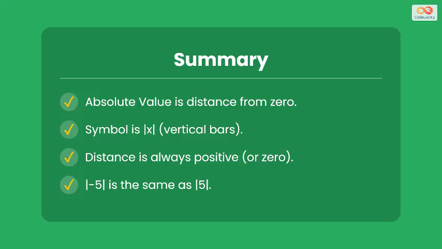To wrap up, remember these key points. Absolute value is just the distance from 0. We use vertical bars to show it. The result is always positive because distance cannot be negative. Whether you start at 5 or negative 5, your distance to 0 is exactly the same.